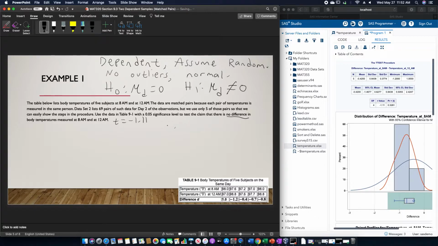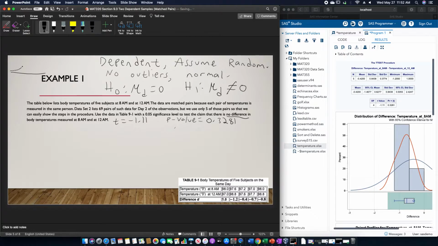And a p-value, when we add up the two tails for this, we get a value of 0.3281. Alright, and we know if I draw out, I'll do it up here.